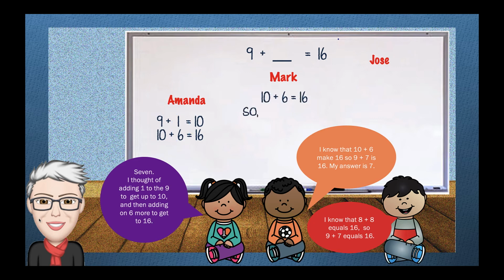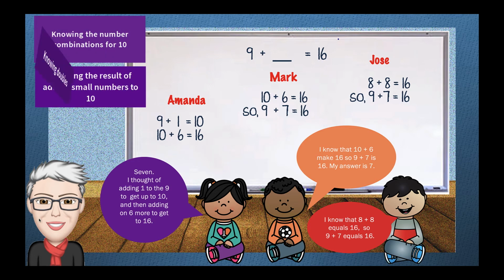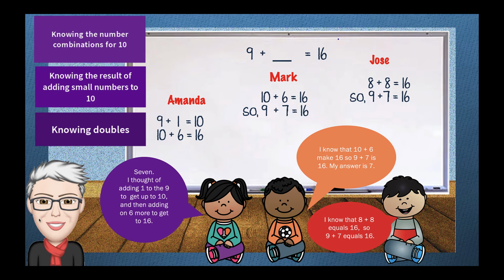He reasoned that since 10 plus 6 equals 16, the answer here has to be 7, one more than 6. He didn't provide all of those details, but they will surely be elaborated in the discussion of his solution. The teacher can easily record his solution using number sentences. Likewise, Jose's solution, which is also a thinking strategy solution, can be easily recorded using a pair of number sentences as shown here. We remark in passing that knowing the number combinations for 10, knowing the result of adding a small number to 10, and knowing doubles are the basic understandings that make these ways of reasoning possible.